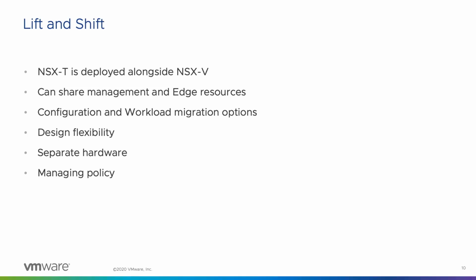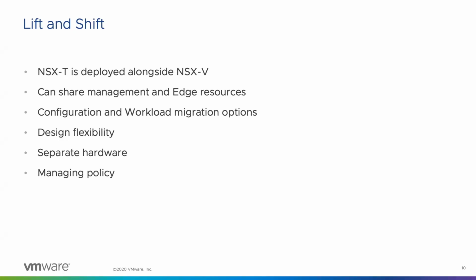So the lift and shift method is really just kind of like a coexist where we have NSX for vSphere stood up, and then you can stand up a new greenfield NSX-T deployment side by side. This is where we're going to have the most options and flexibility. So if the migration coordinator is not going to work for you, this is really the step that we're going to have to take, as long as you have the additional hardware to do this.